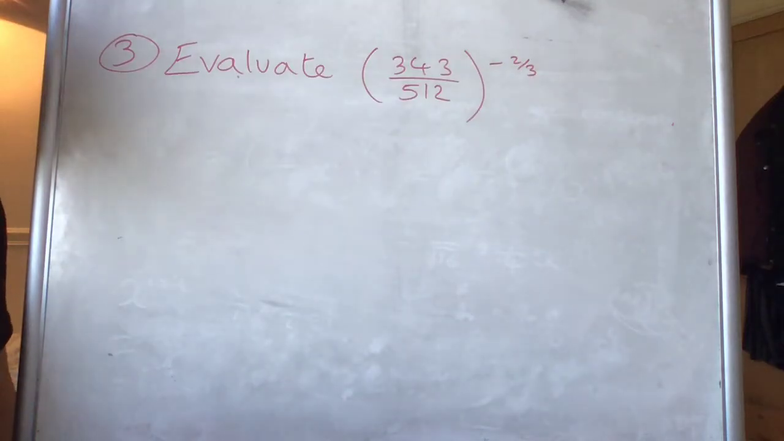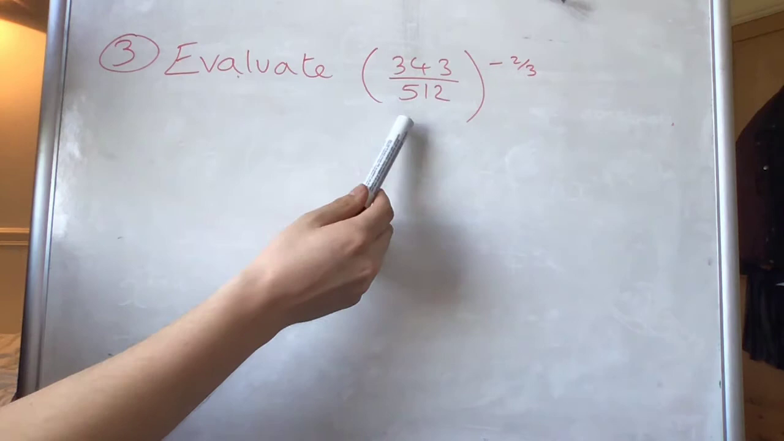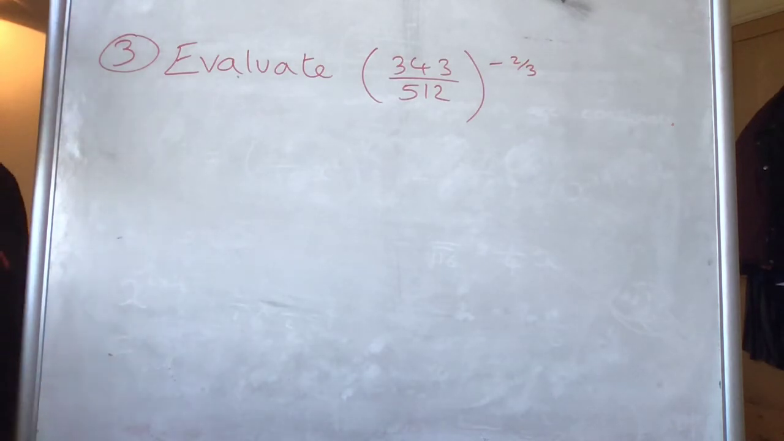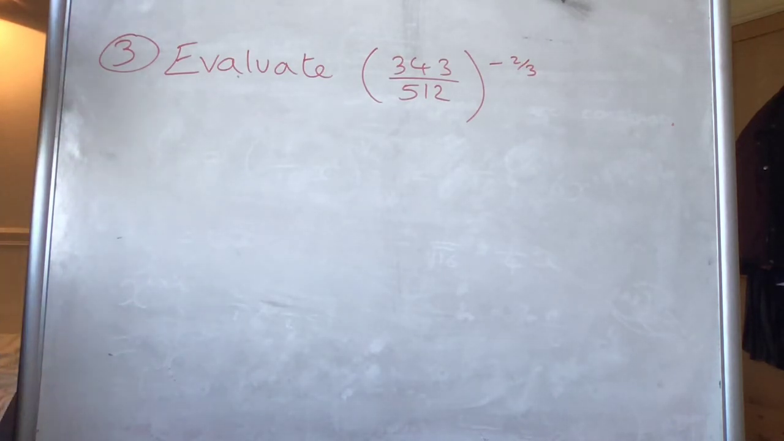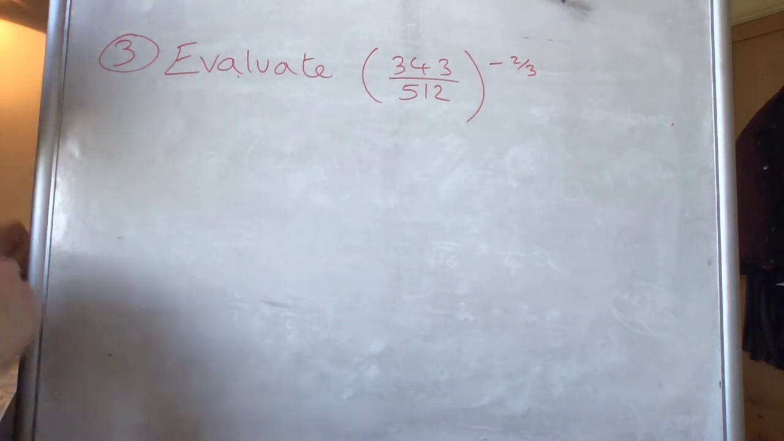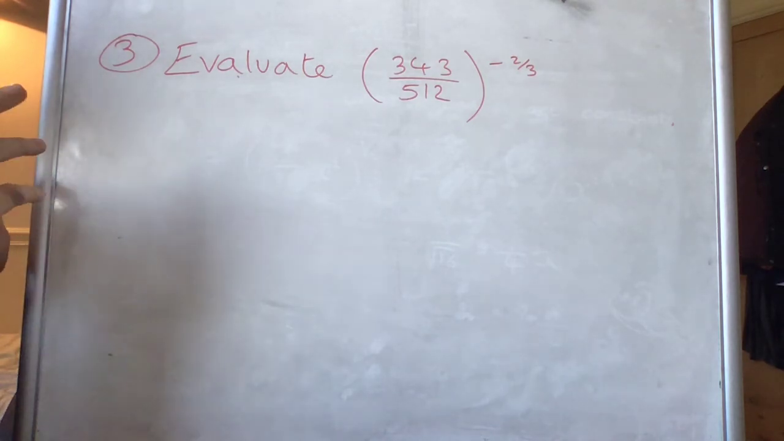Our final question tells us to evaluate 343 over 512 raised to the power of negative 2/3. To answer this question requires us to use a couple of different areas of knowledge from the laws of indices. The first thing that we want to do is to get rid of our negative symbol, and to do that, we want to find the reciprocal of the fraction. In other words, we want to flip the fraction over, and by doing so, we can just remove the negative symbol.